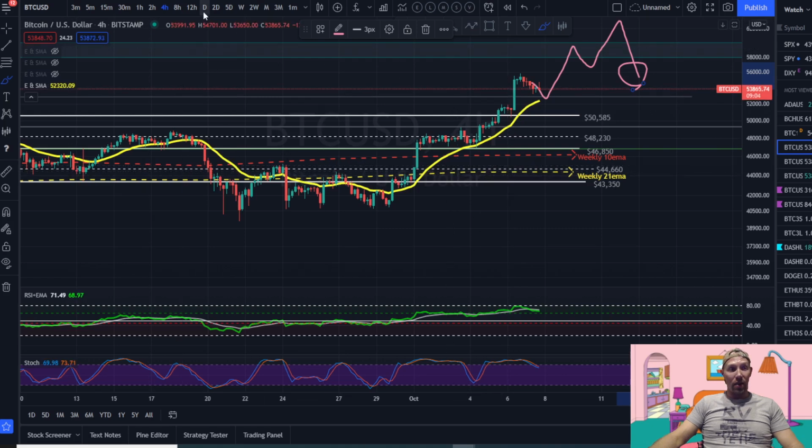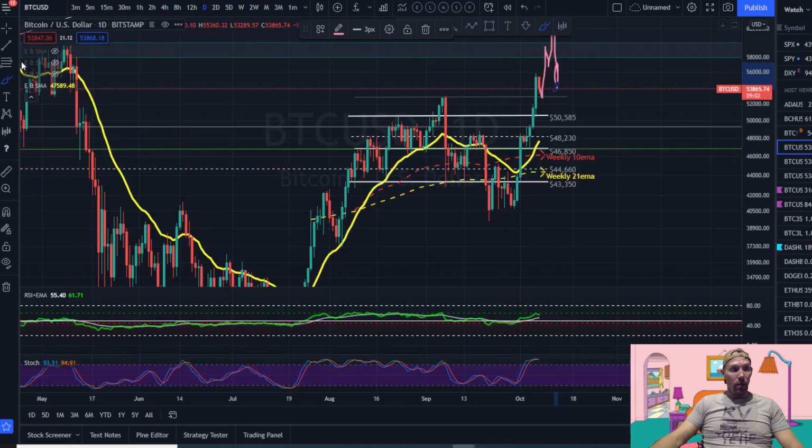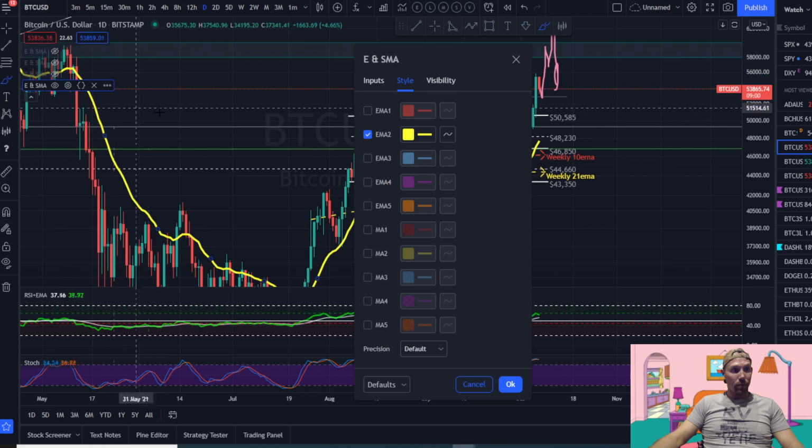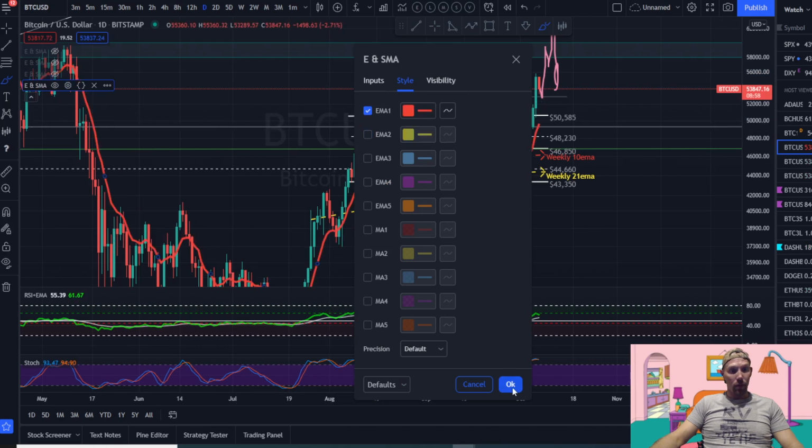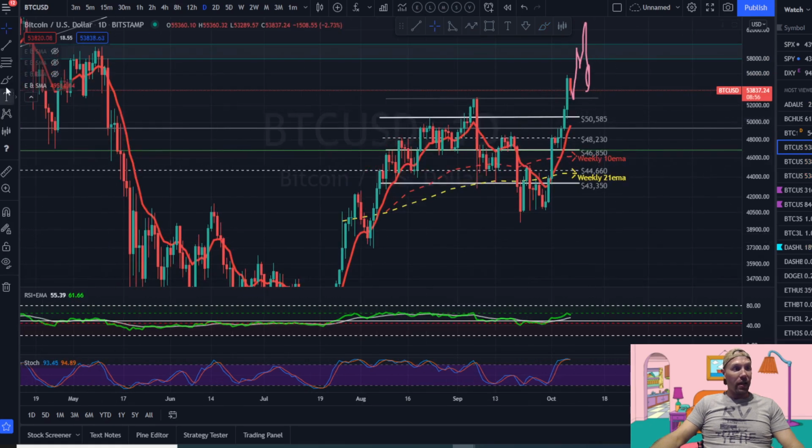Which would allow the daily 10 EMA at that point. So let's put on the daily 10. Which would then allow the daily 10 plenty of time to catch up for this nice correction. Then you have a nice ping of the daily 10 and then keep moving forward. So let's take a look.